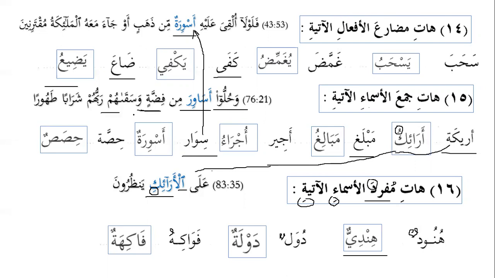Wasaqahum, and made to drink, or satisfied with a drink. Saqa, he will make them. Wasaqahum, he will make them drink. Who will make them drink? Rabbuhum. So wasaqahum rabbuhum sharaban tahura, and Allah subhanahu wa ta'ala will make them drink purified sharab, any kind of drink.